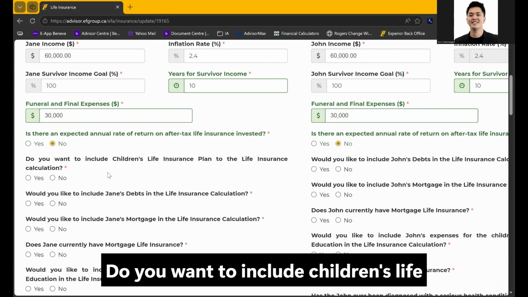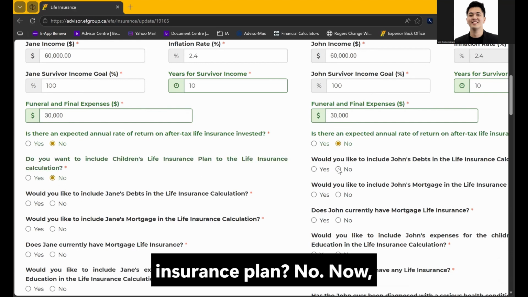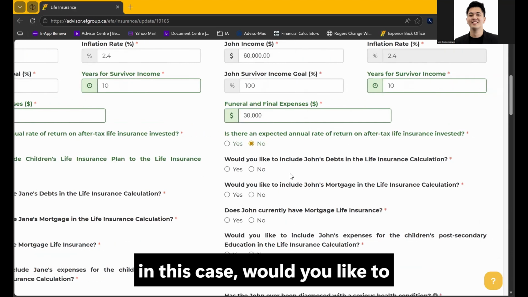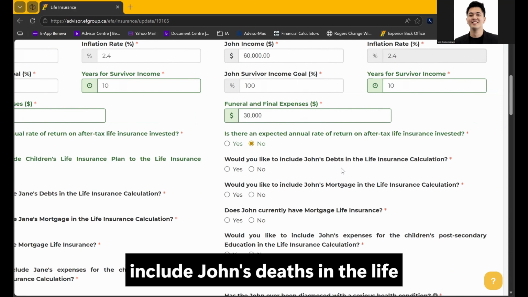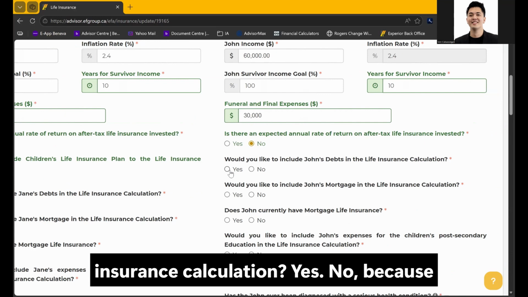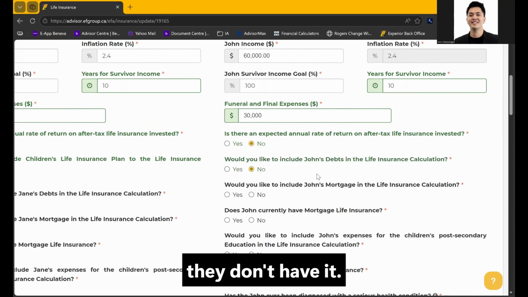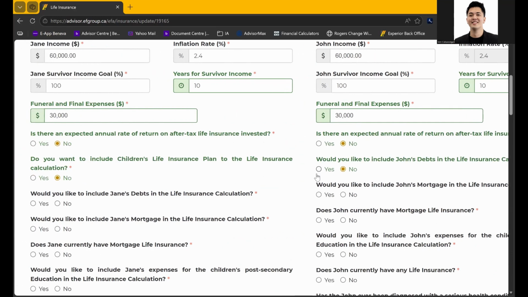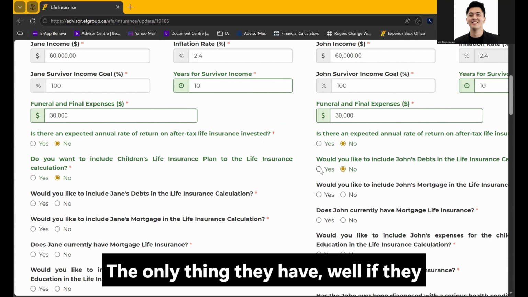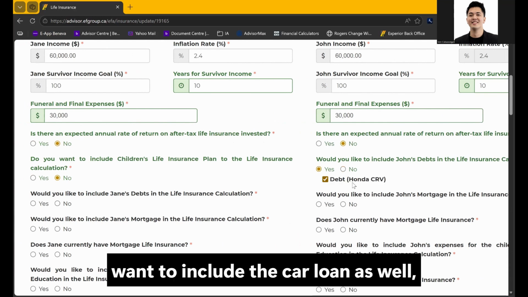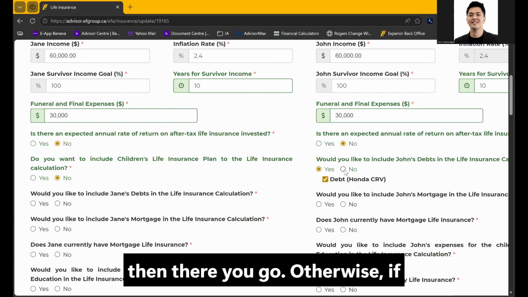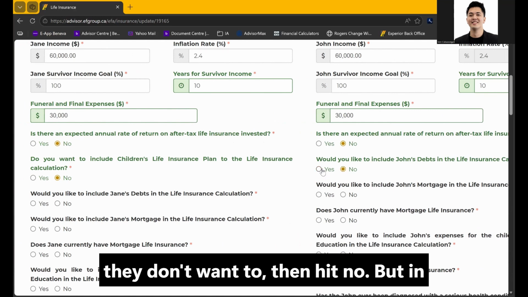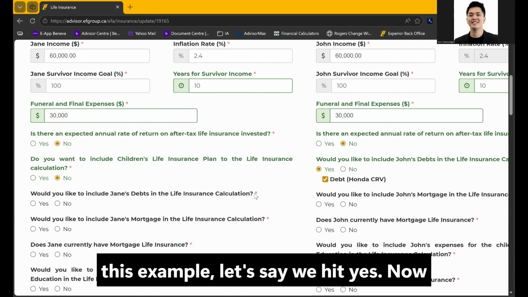Do you want to include children's life insurance plan? No. Now, in this case, would you like to include John's debts in the life insurance calculation? Yes. No, because they don't have it. The only thing they have, well, if they want to include the car loan as well, then there you go. Otherwise, if they don't want to, then hit no. But in this example, let's say we hit yes.